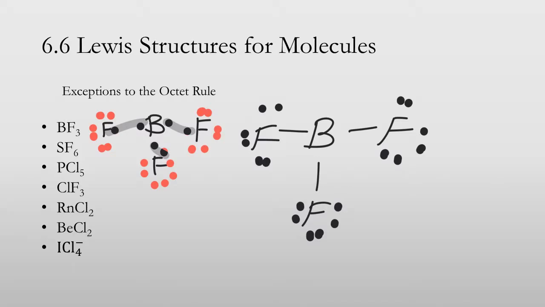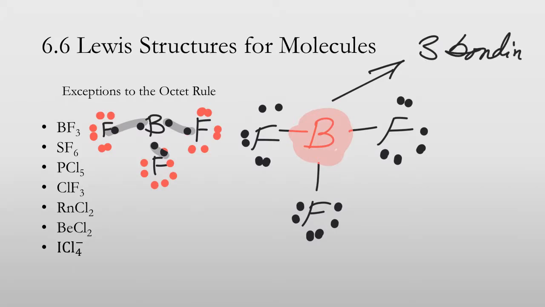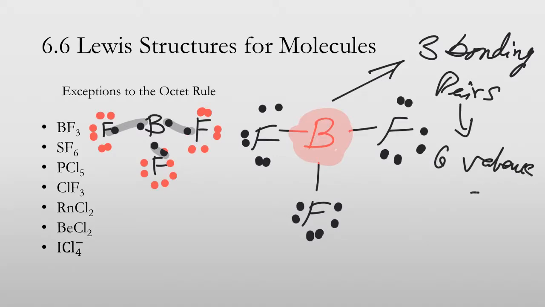All right, so the fluorines all have 8 electrons around them, 3 lone pairs and 1 bonding pair. But if you look at the boron, this atom only has 3 bonding pairs. Therefore, only 6 valence electrons. And that's actually normally a frowny face, but it's okay here. And the reason is that boron only had 3 valence electrons to begin with, meaning it can only form 3 bonds, so it has to have an empty space in a sense. There's nothing else it can do.